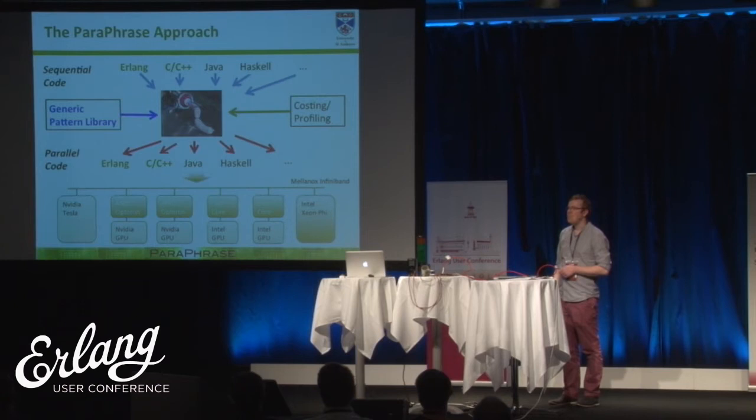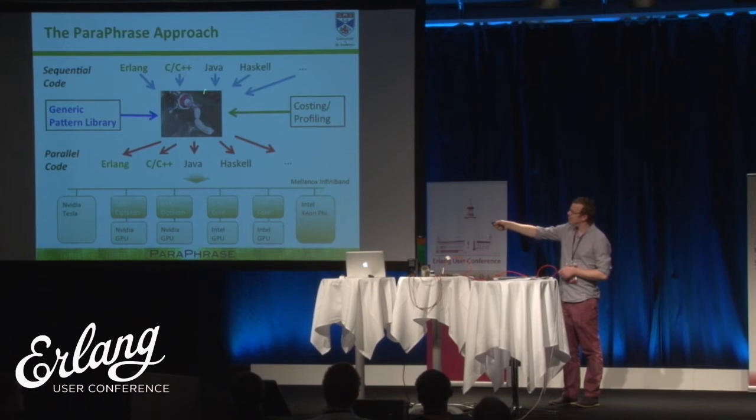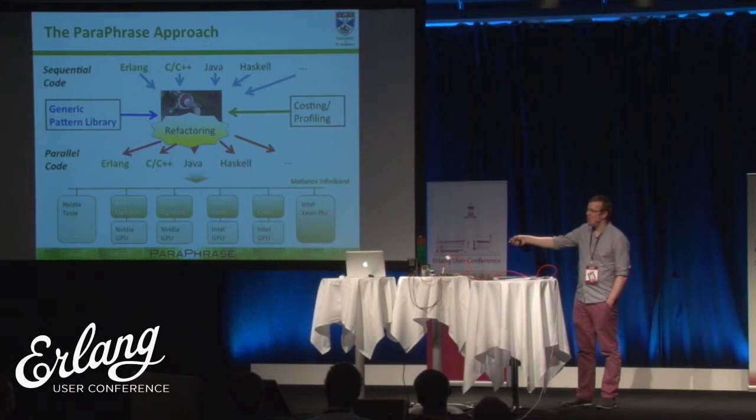Yeah, so what Kevin said is you can't put C in and get Erlang out, but not yet. So what this sausage machine in the middle is, is a refactoring tool. This is a tool that allows you to take your sequential code and introduce annotations or patterns to get to the parallel version.